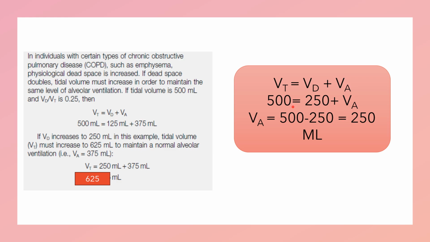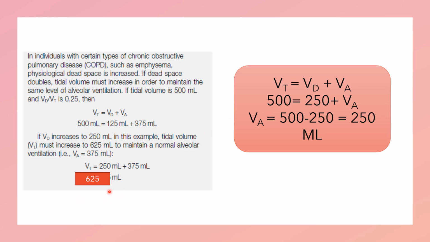Or if we want to keep this alveolar ventilation constant, say I want to keep it 375 or 350, in that case we have to increase the tidal volume. Here you can see that if the dead space volume is increased to 250 ml, then in order to keep the alveolar ventilation, or alveolar volume of air, constant, the tidal volume has to be increased to 625 ml instead of 500 ml.